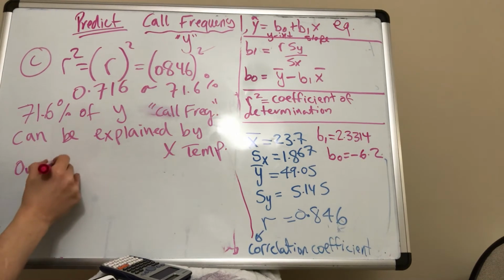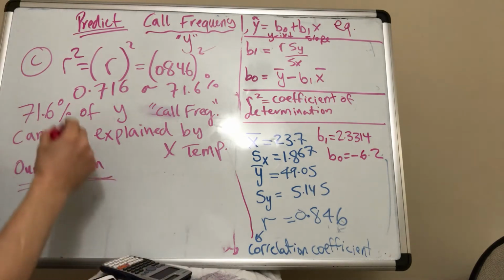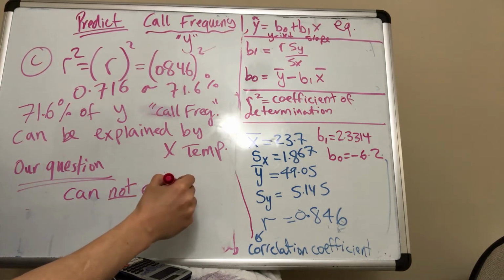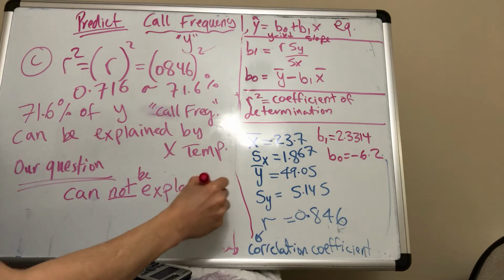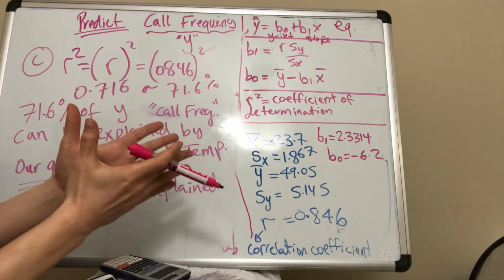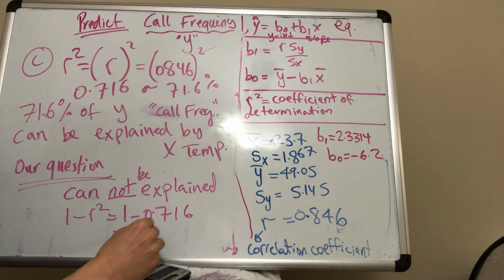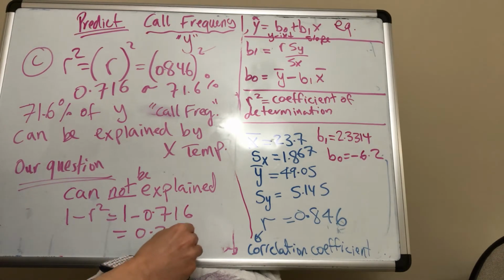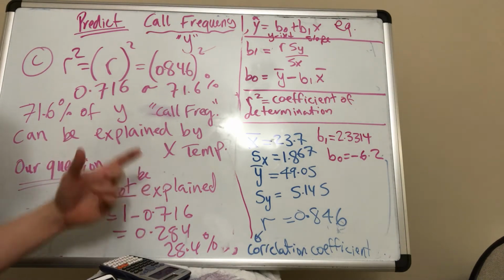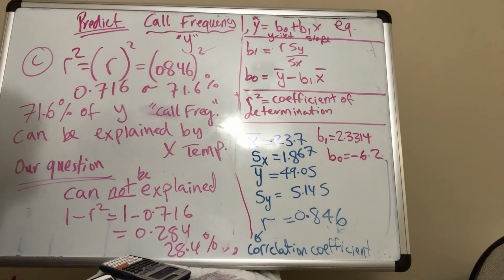Our question is what percentage cannot be explained. So since we're looking for not explained, you'll be looking for 1 minus r squared. Because if 71% can be explained, about 29% cannot be explained. So this would be 0.284, about 28.4% cannot be explained. So if they ask what percentage can be explained, it's r squared. Not explained would be the opposite, 1 minus r squared.